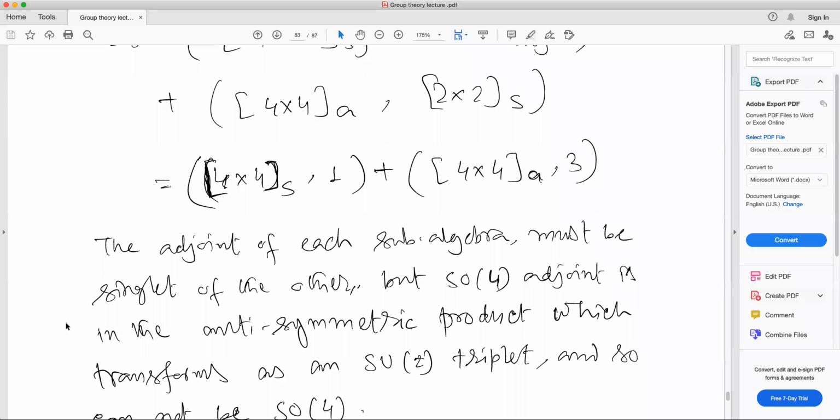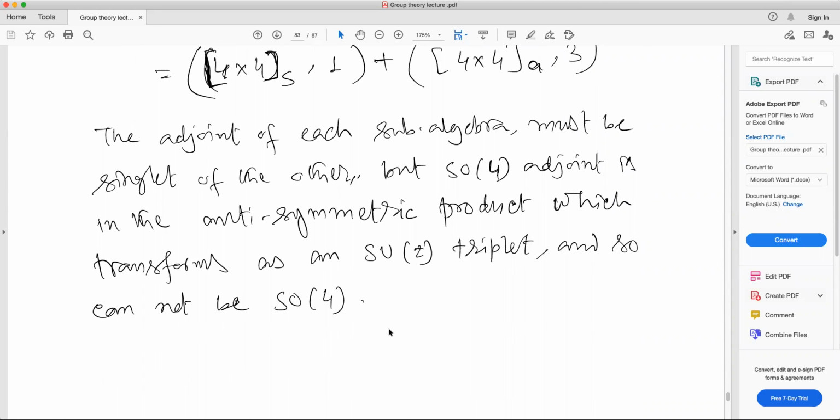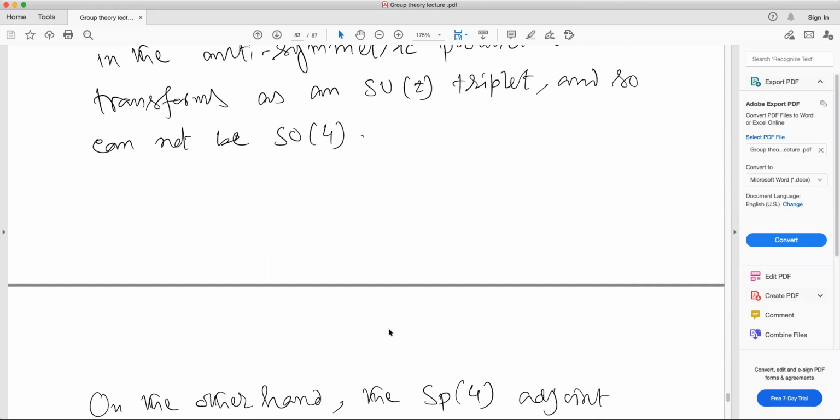But the SO4 adjoint is in the antisymmetric product, which transforms as an SU2 triplet. And so it cannot be SO3, because the SO4 adjoint is lying here, but it's accompanied by an SU2 triplet, not the singlet, so that it cannot be. So that's why SO4 cross SU2 is not a correct choice.